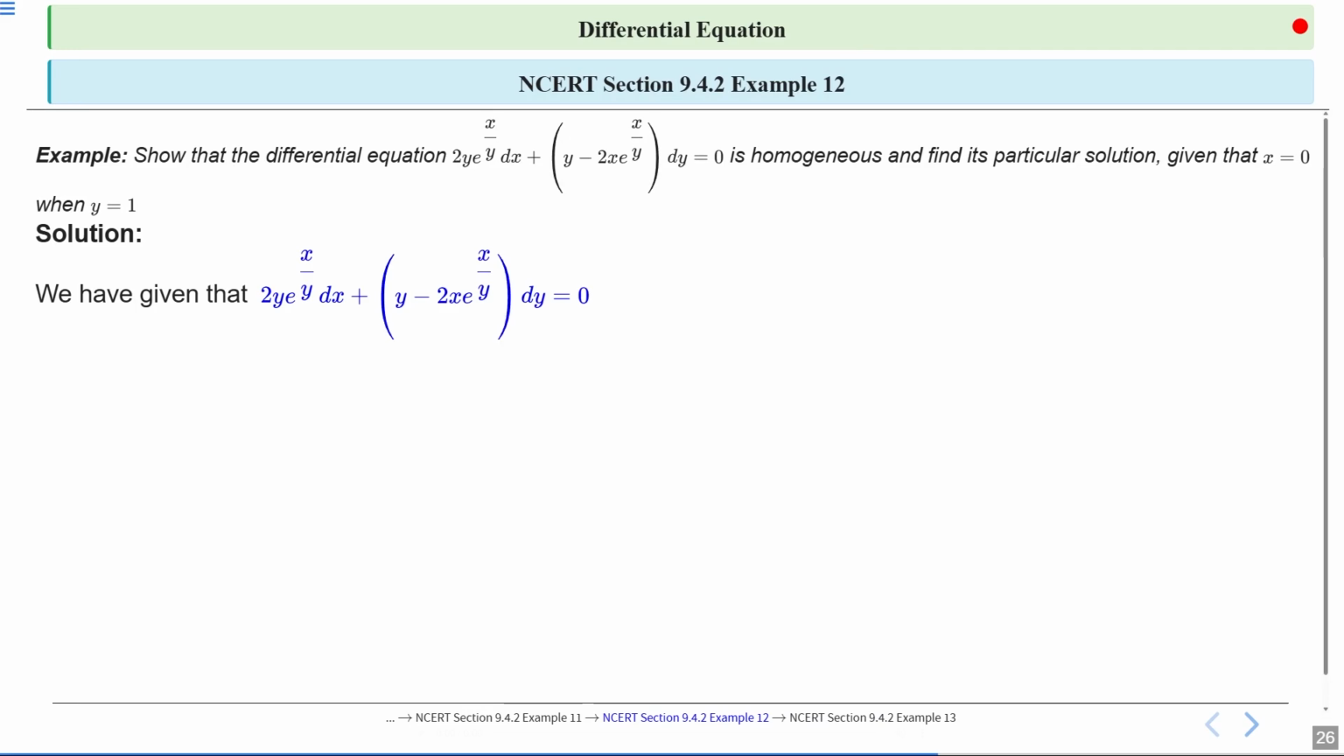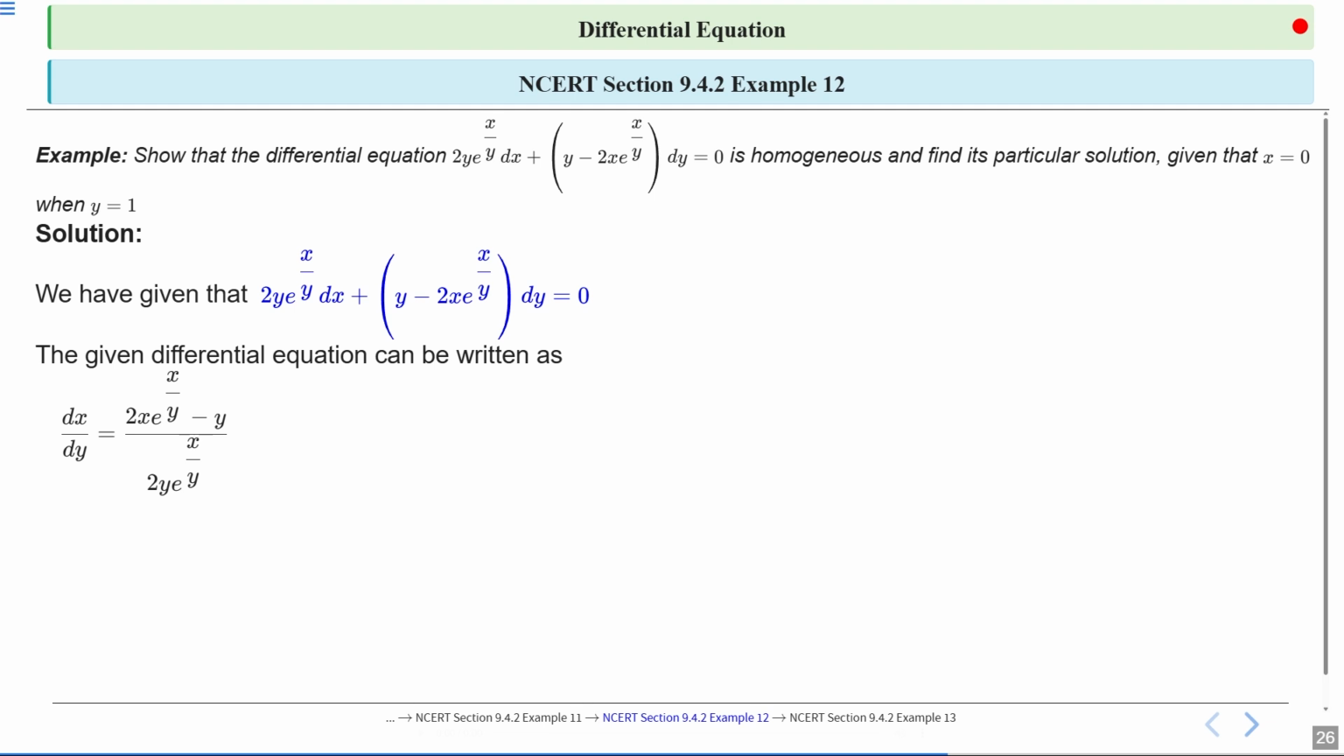We are given that 2y e^(x/y) dx + (y - 2x e^(x/y)) dy = 0. And this can be rewritten as dx/dy = 2x e^(x/y) - y / (2y e^(x/y)). Clearly observe here that there is dx/dy, not dy/dx. So the substitution is also changed due to dx/dy.